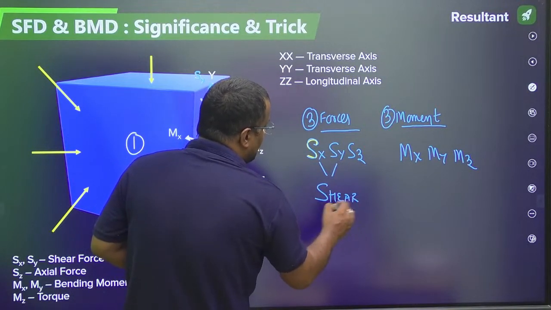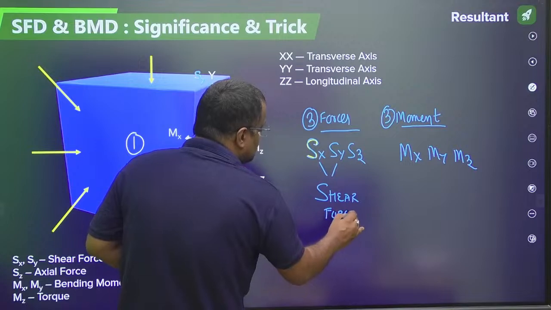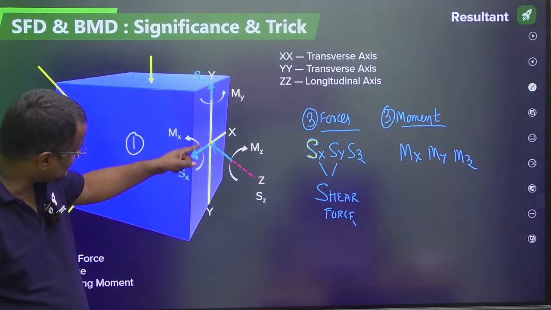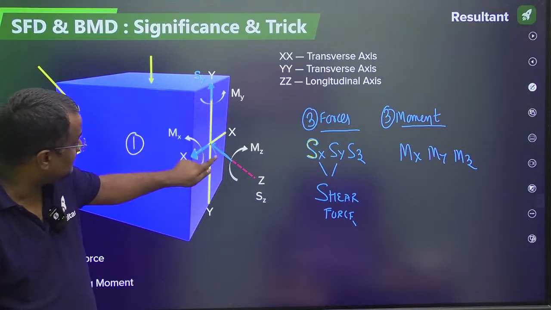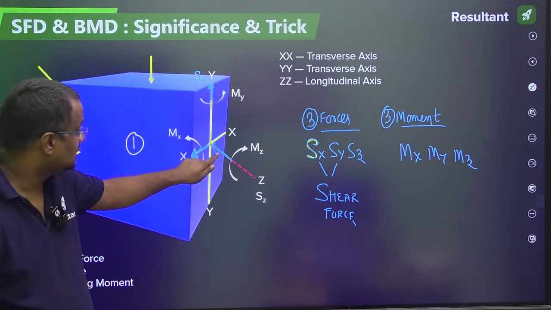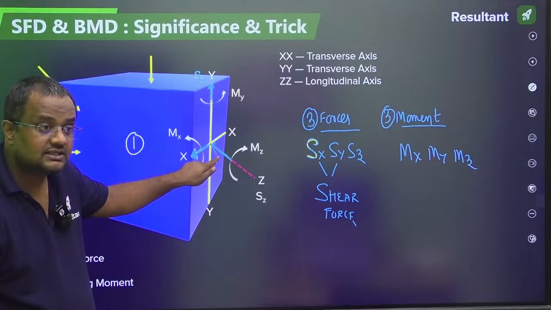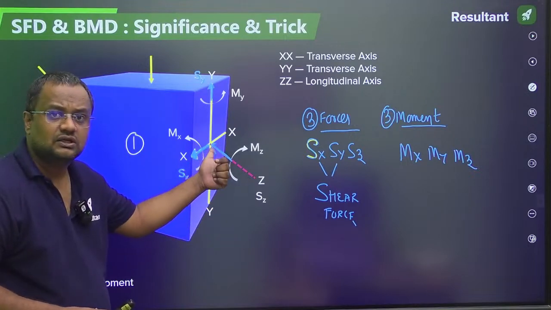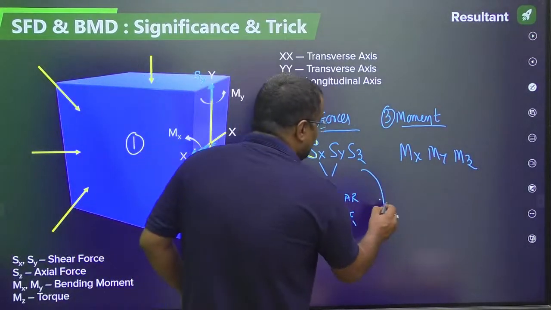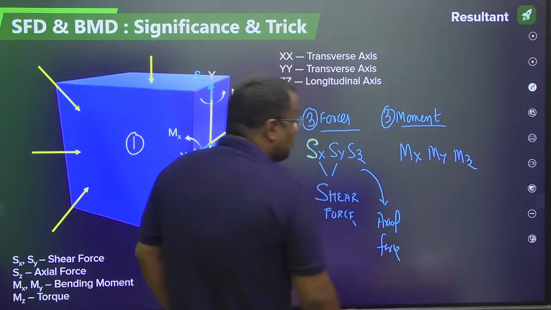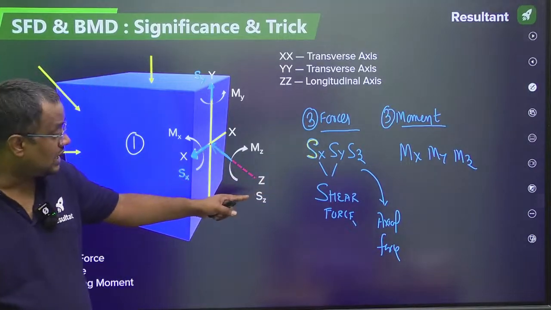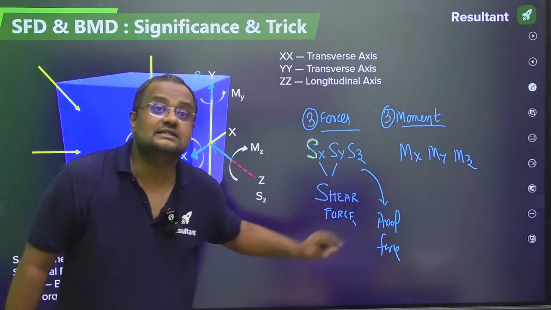This is what a shear force is: tangential. Sx is tangential on this plane, Sy is tangential on this plane, but Sz is not tangential. This is Sz, which is perpendicular, so Sz is actually the axial force. So out of the three forces, two are shear forces and one is the axial force.